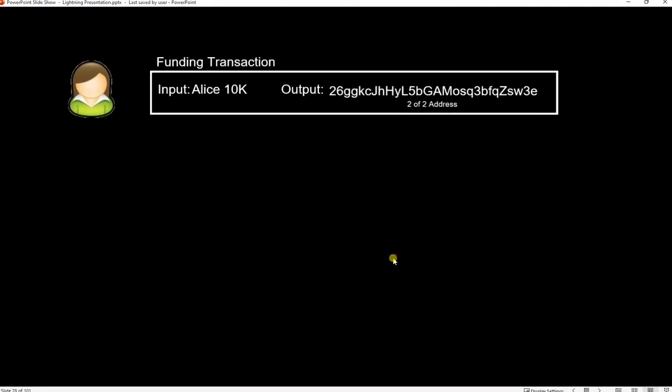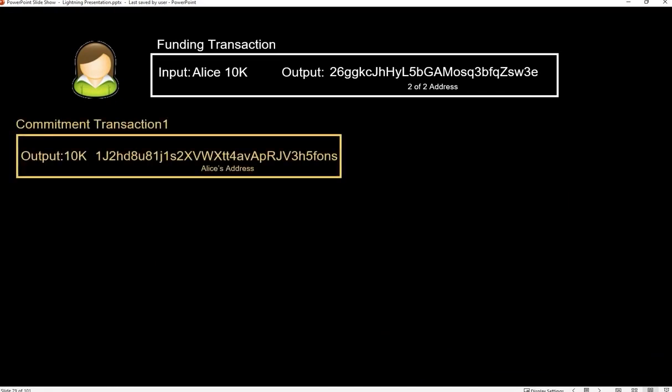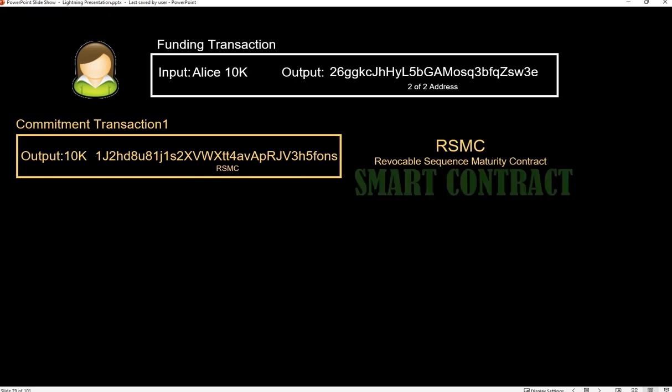So let's do it one last time. All right, but this time we'll do it for real. So again, we're going to start off the same. We're still putting the funds in the 2-2 multi-signature. All right, and we're still doing the refund transaction. All right, but we're making a change. Instead of sending the $10,000 to Alice's address, we send it to a different address. All right? It's called an RSMC. It stands for a Revocable Sequence Maturity Contract. Okay, what is that? It's basically a smart contract.